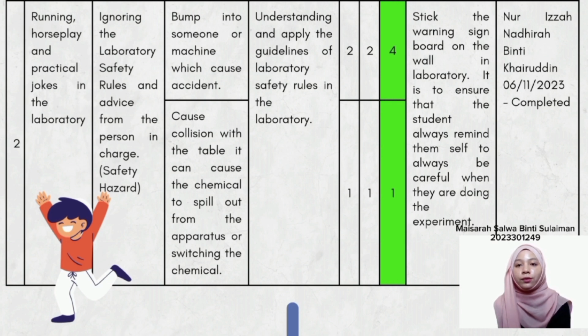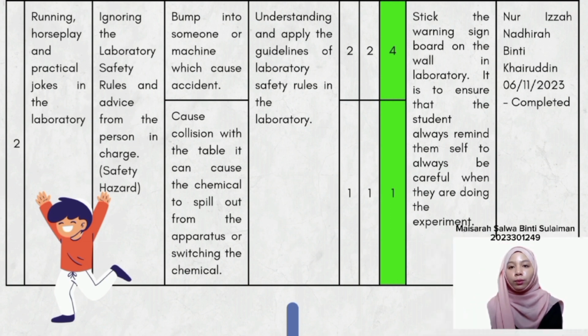The likelihood of risk for bumping into someone or a machine is 2 and the severity is also 2, hence the risk value is 4. Whereas the likelihood of risk for collision with a table that leads to chemical spillage is 1 and the severity is also 1. Hence the risk value is 1, and so both effects are low risk level. Sticking a warning signboard in the laboratory to remind students to be extra careful is the recommended countermeasure. The person in charge for this risk control is Nuriza Nadira binti Khairuddin and it was completed on 6 November 2023.